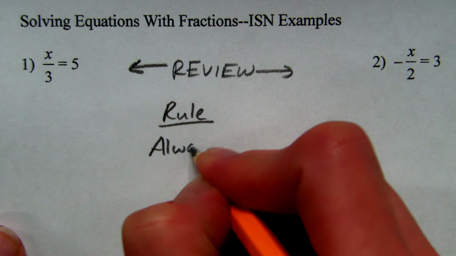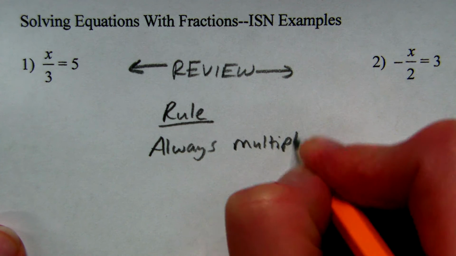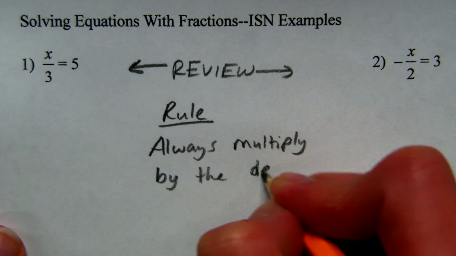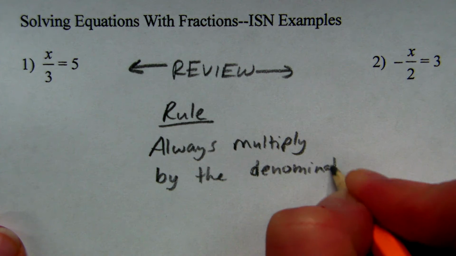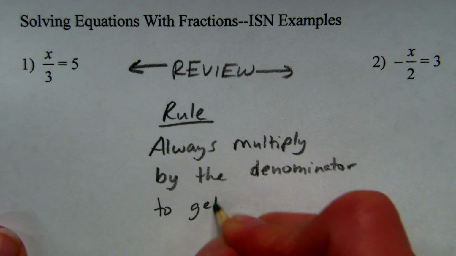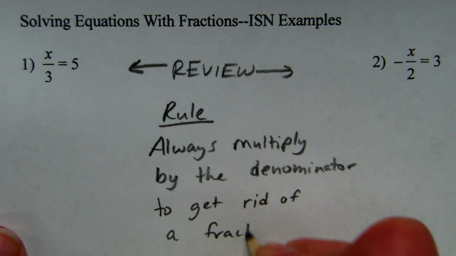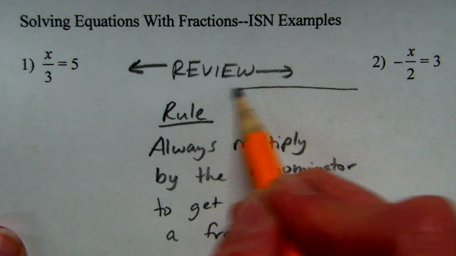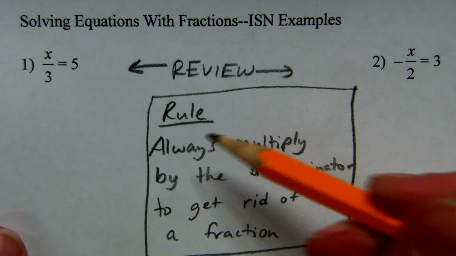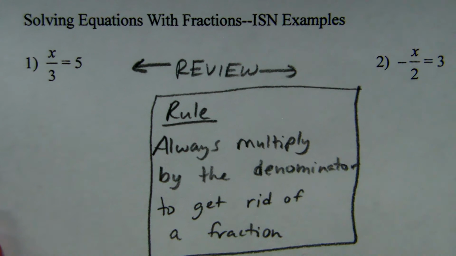We are always going to multiply by the denominator to get rid of a fraction. So we're just going to write that kind of in the middle of the page between number 1 and number 2, and we're going to use this rule for all of them. Always multiply by the denominator to get rid of a fraction.